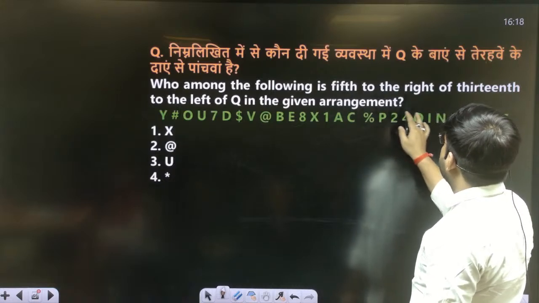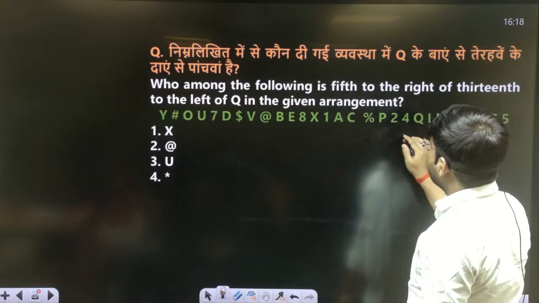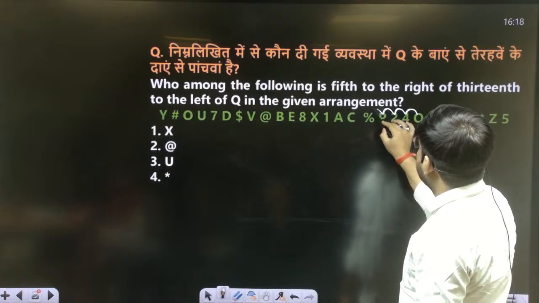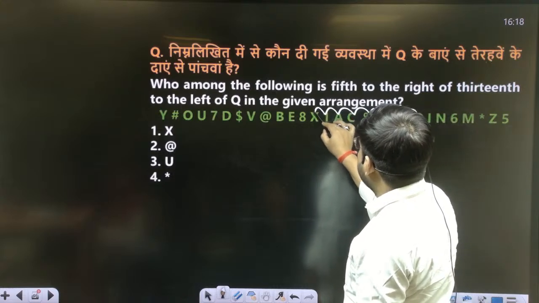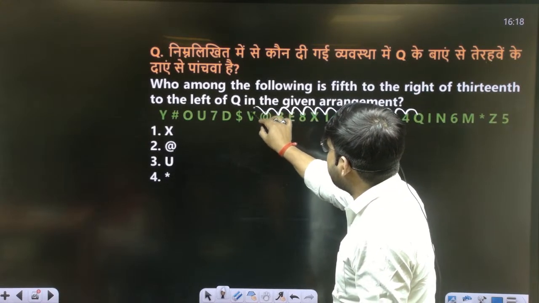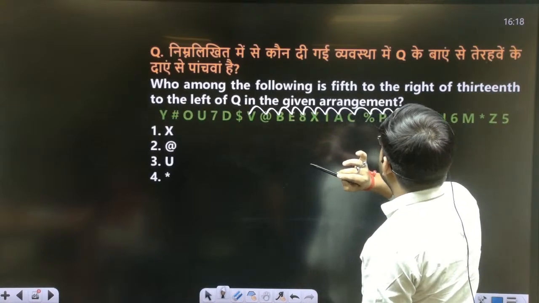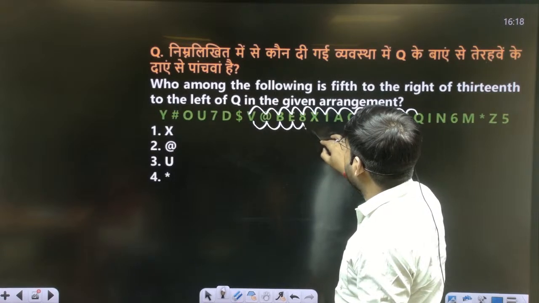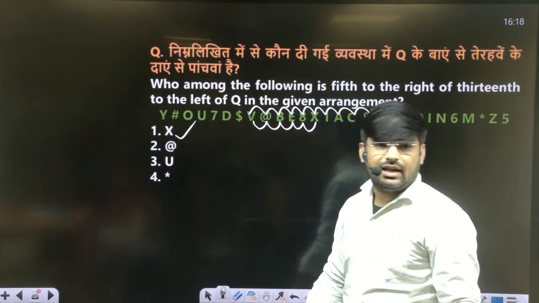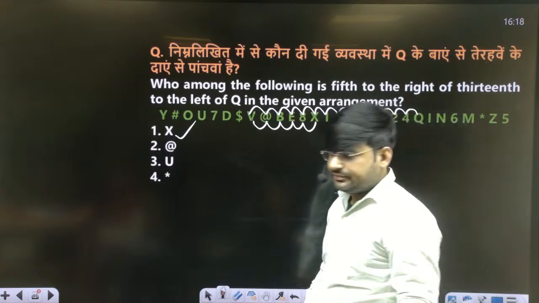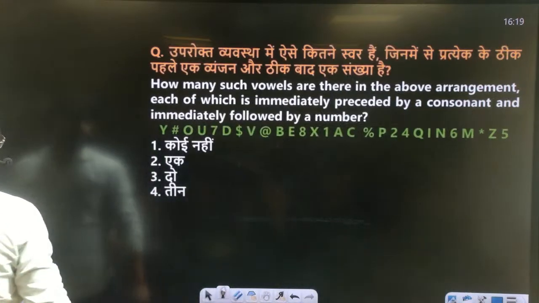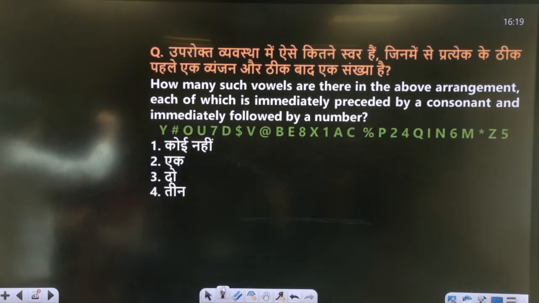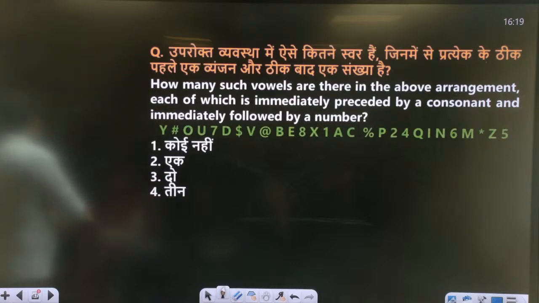Who among the following is fifth to the right of the 13th to the left of Q? 13th to the left of Q: 1, 2, 3, 4, 5, 6, 7, 8, 9, 10, 11, 12 and 13. Then 1, 2, 3, 4, 5. It's an X. X is our correct answer. Is it clear? This one is the last question of the day, and the last question of order and ranking also.